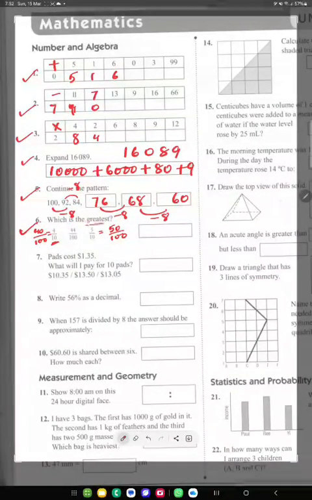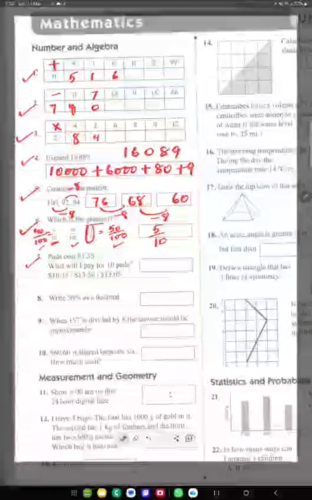They want us to pick the greatest fraction. So 40 out of 100, 44 out of 100, or 50 out of 100. It's basically 50 out of 100, which was originally 5 tenths. Okay, because 50 is bigger than the others, 40 and 44.